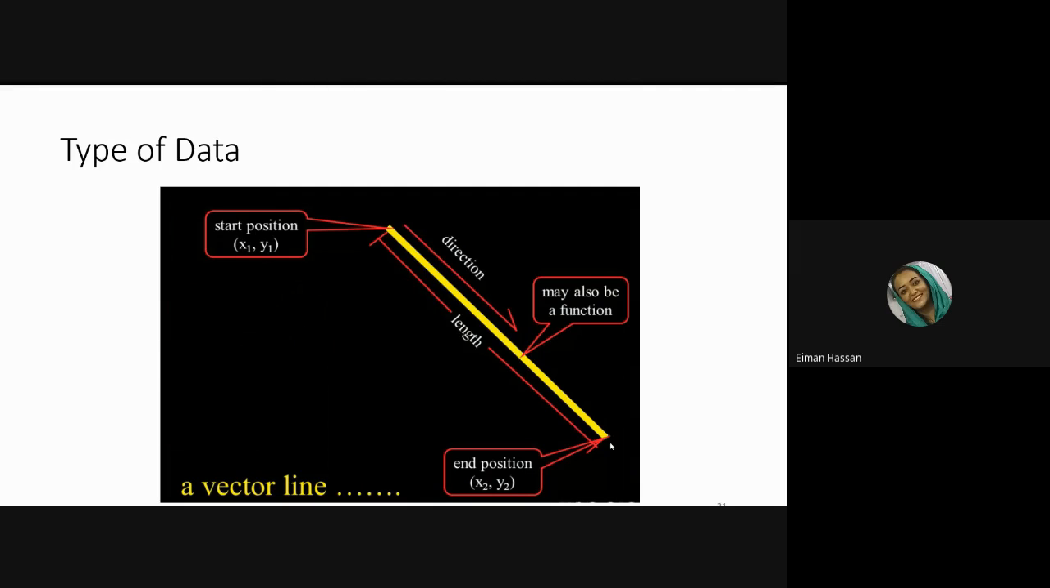But the vector could have a starting position x1, y1 and an ending position x2, y2. Also, it has attributes like length or width or whatever, any attributes we can apply to vectors, and then it has a direction as well.